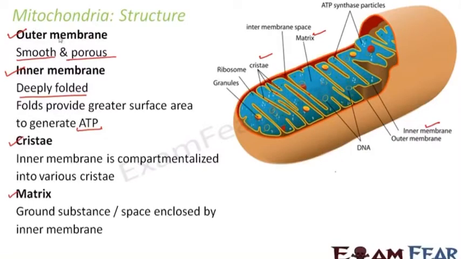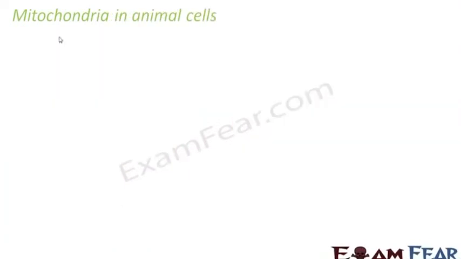So these are the four basic things in the structure of mitochondria. First is the outer membrane, which is a smooth outermost covering. Next is inner membrane, which is deeply folded such that the folds give greater surface area so that it can generate a greater number of ATP molecules. Now, because of these folds of the inner membrane, there are compartments which are created, and these compartments are known as cristae. Now, the area enclosed by the inner membrane is known as matrix. Right? Clear with the structure of mitochondria?